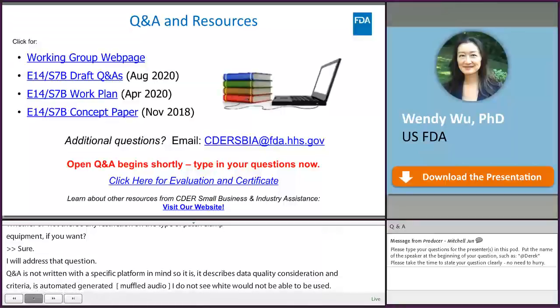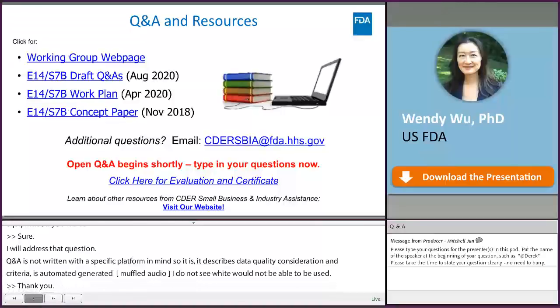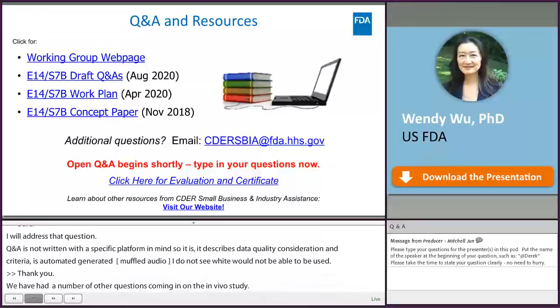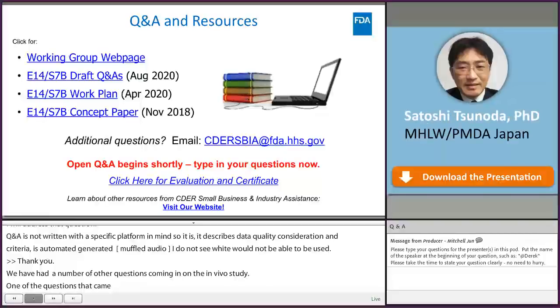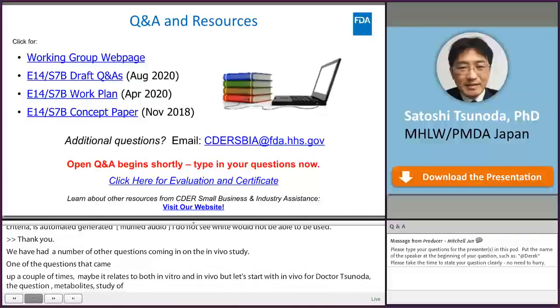Thank you. So we've had a number of other questions come in on the in vivo study, and one of the questions that has popped up a couple of times, and maybe it relates to both in vitro and in vivo, but let's start with in vivo. For Dr. Sonoda, the question of metabolites and studying of metabolites. This is touched on in the Q&As, but people were looking for a little bit more clarification on which metabolites might need to be considered in these studies.